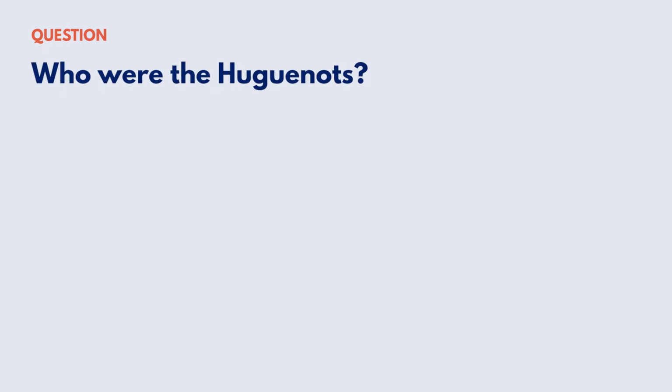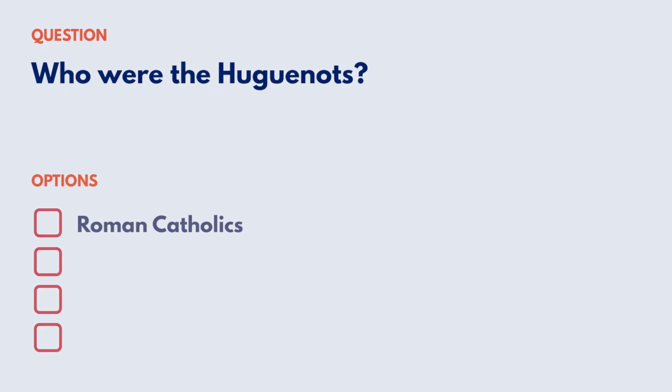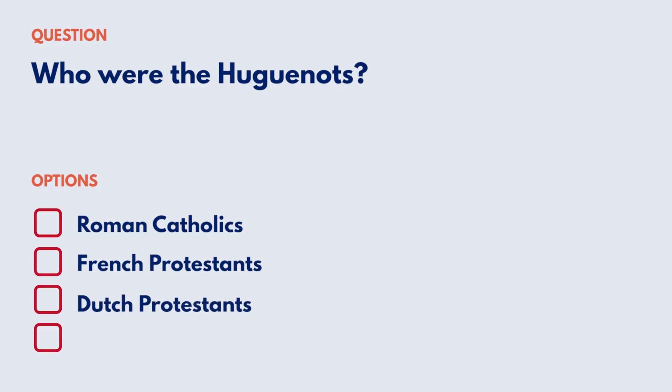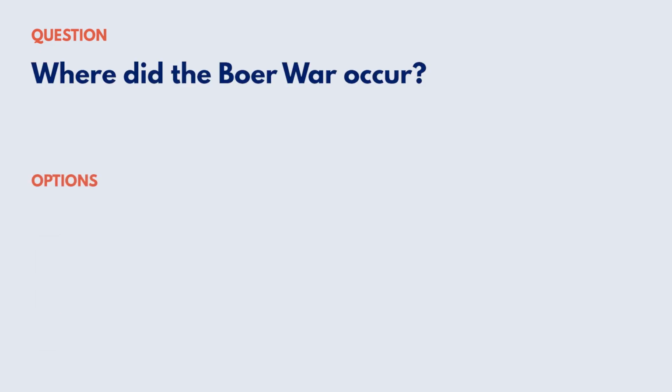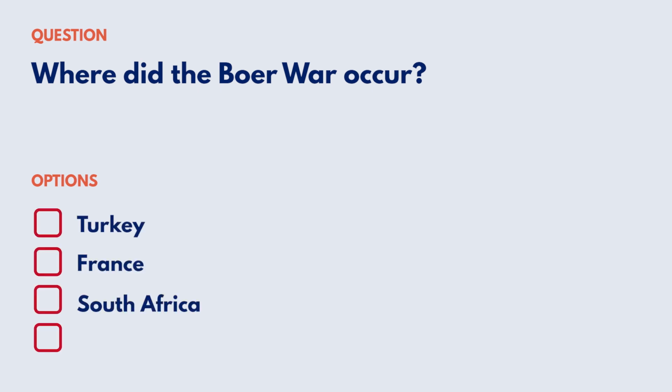Who were the Huguenots? Roman Catholics, French Protestants, Dutch Protestants, French Catholics. Correct answer, French Protestants. Where did the Boer War occur? Turkey, France, South Africa, England.